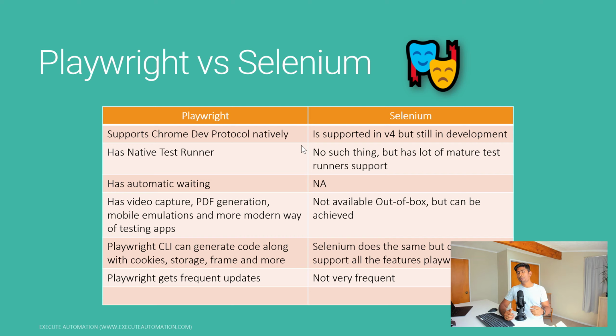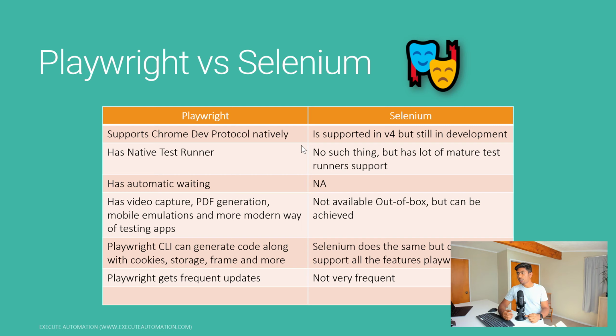And similarly, Playwright has a native test runner, and you call it Folio. So yes, that's already there in Playwright, whereas Selenium doesn't really have it. But you can see that a lot of mature test automation runners like NUnit or JUnit actually do support that very, very well. So yes, it's already there.